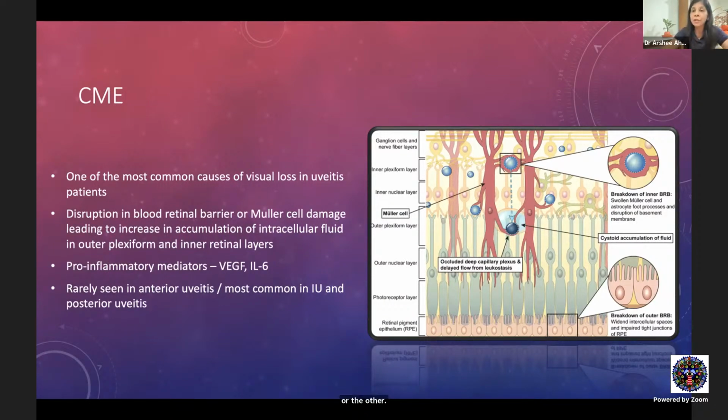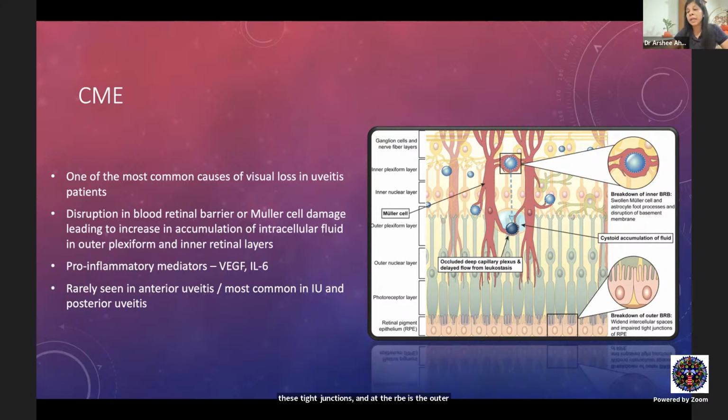So to go back to its origin, what is happening here is that there is a disruption in the blood retinal barriers. It has, I think, already been covered, but as you know, there is an inner blood retinal barrier, there is an outer blood retinal barrier. The inner blood retinal barrier is very similar to your blood aqueous barrier because it is formed by tight junctions in the retinal capillaries. Between the two cells, you have these tight junctions. And at the RPE is the outer retinal barrier.